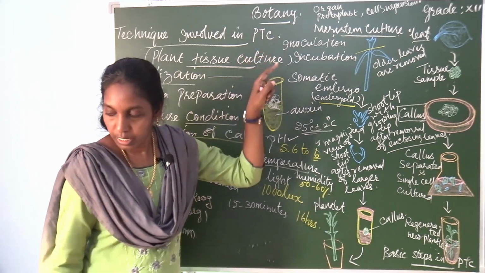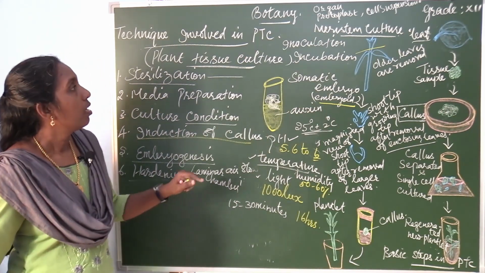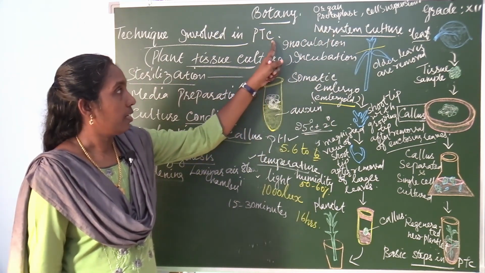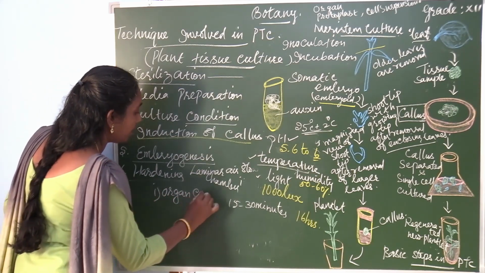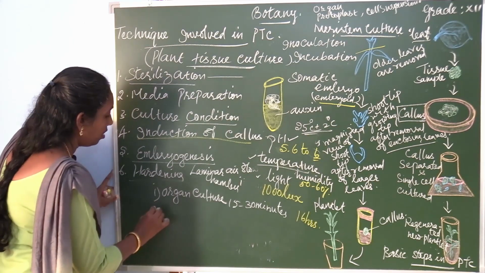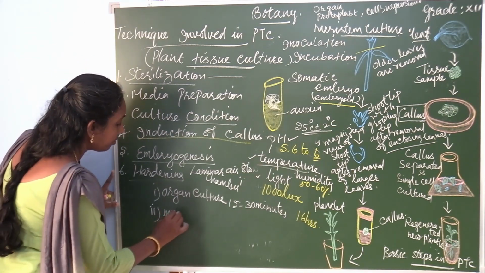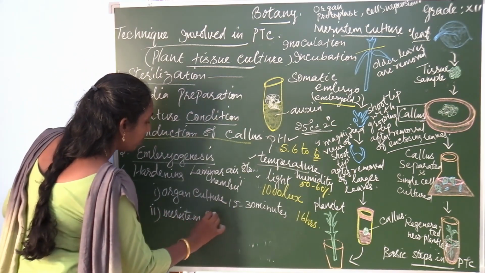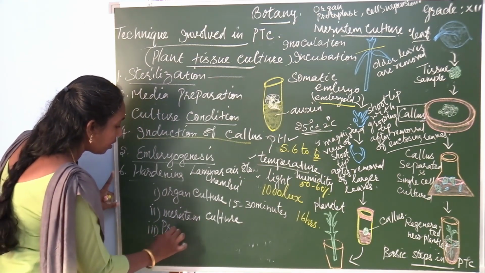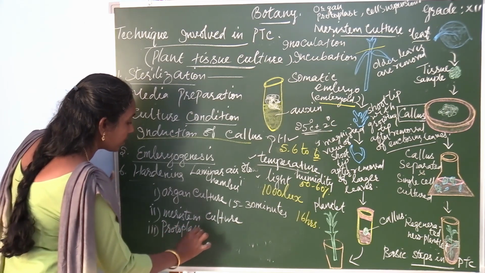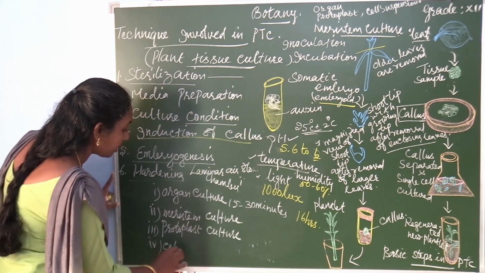What are the different types of plant tissue culture? Organ culture, number 2, meristematic culture, here one example is meristem culture. The third type is protoplast culture, and cell suspension culture.